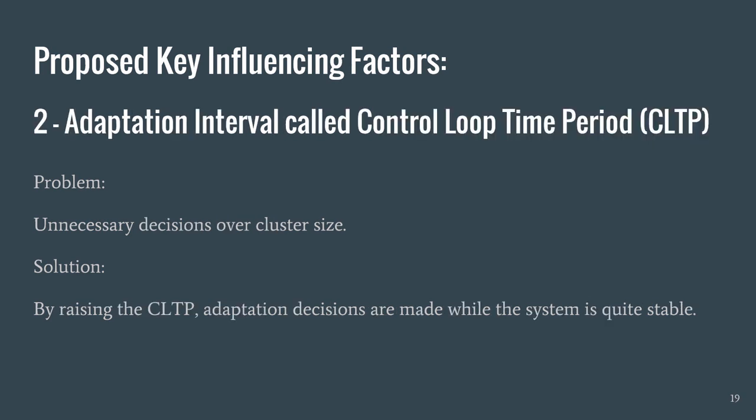The second factor is the CLTP. The problem is that a short time between successive adaptation actions can lead to bad automated decisions. So by raising the CLTP, which should be longer than starting up a new container instance, the adaptation decision will be made while the system is stable. The authors also refer to that under predictable bursting workload scenarios, various CLTP intervals should be considered.